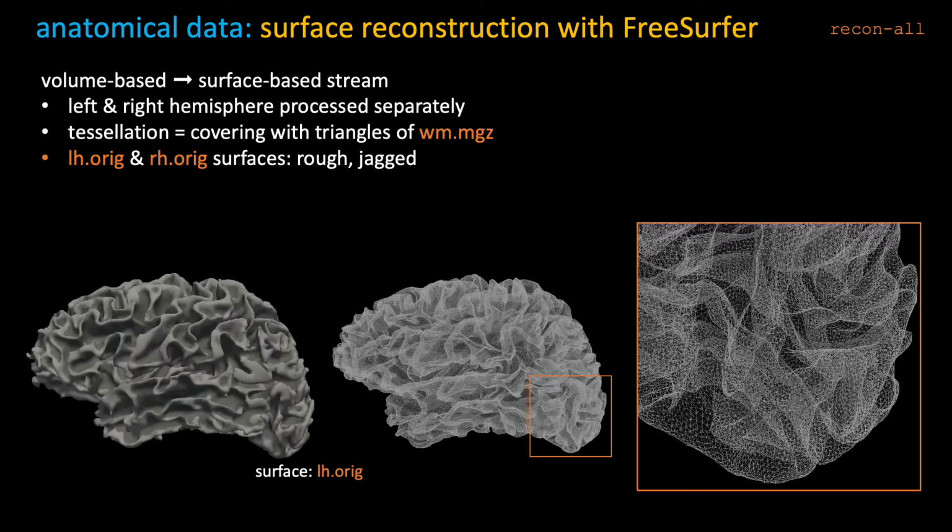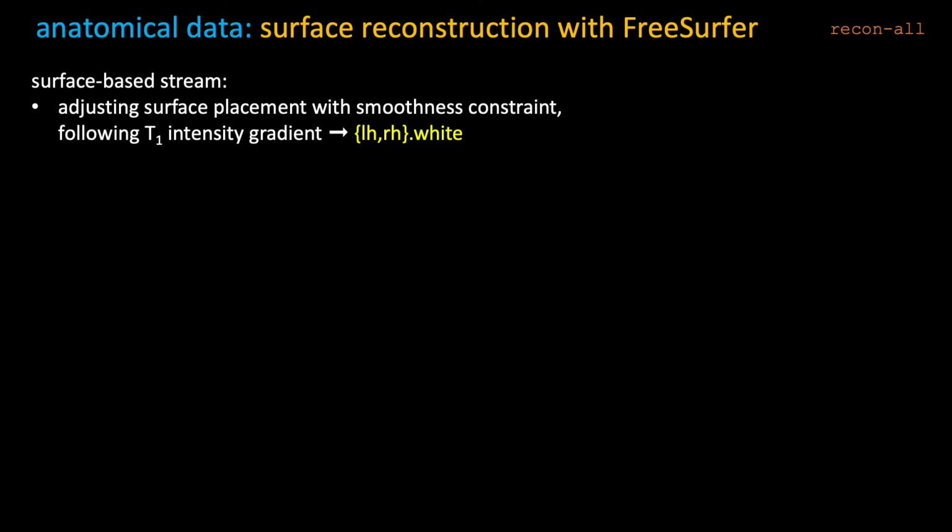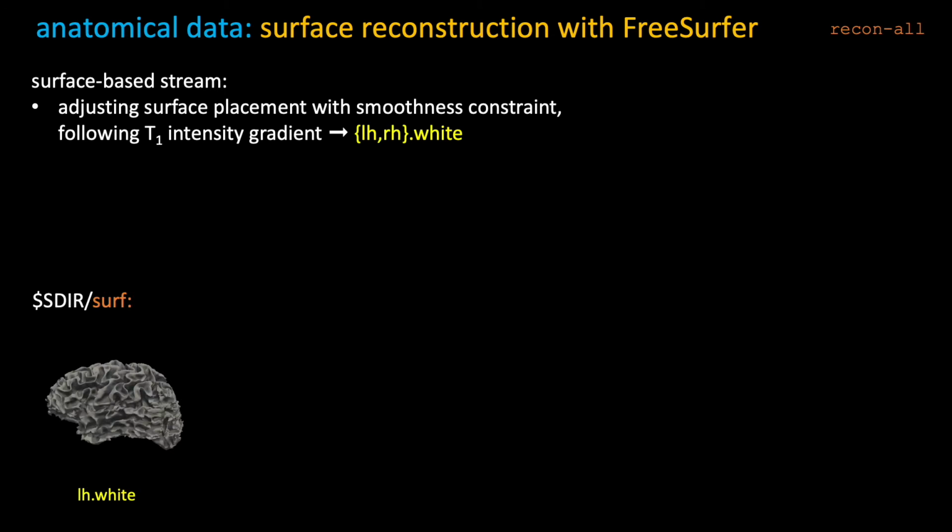So the surface-based stream, the first thing that it does is actually refining the surface. So it adjusts the placement of the surface, the placement of vertices, with certain smoothness constraints, following T1 intensity gradient, to eventually create white surface. And this is our white matter, gray matter border surface. This and all the other surfaces will live in the subdirectory surf, by the way.